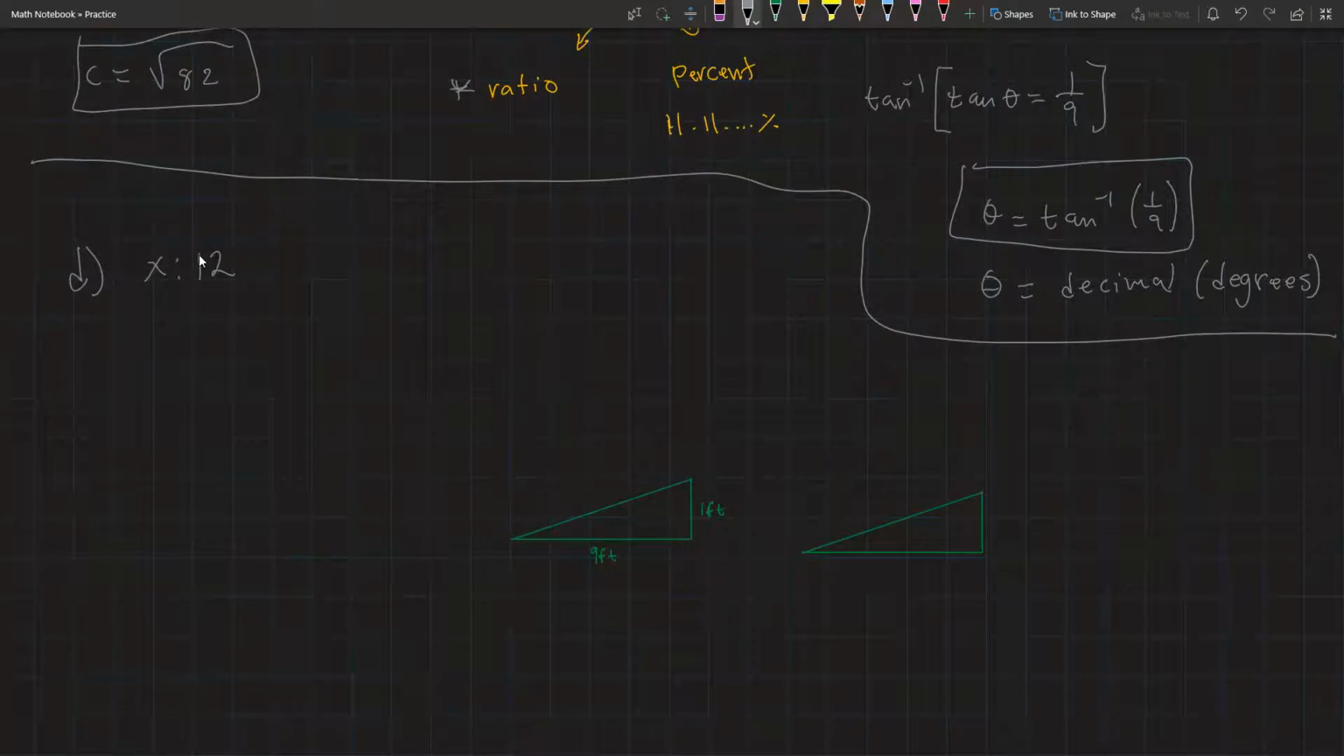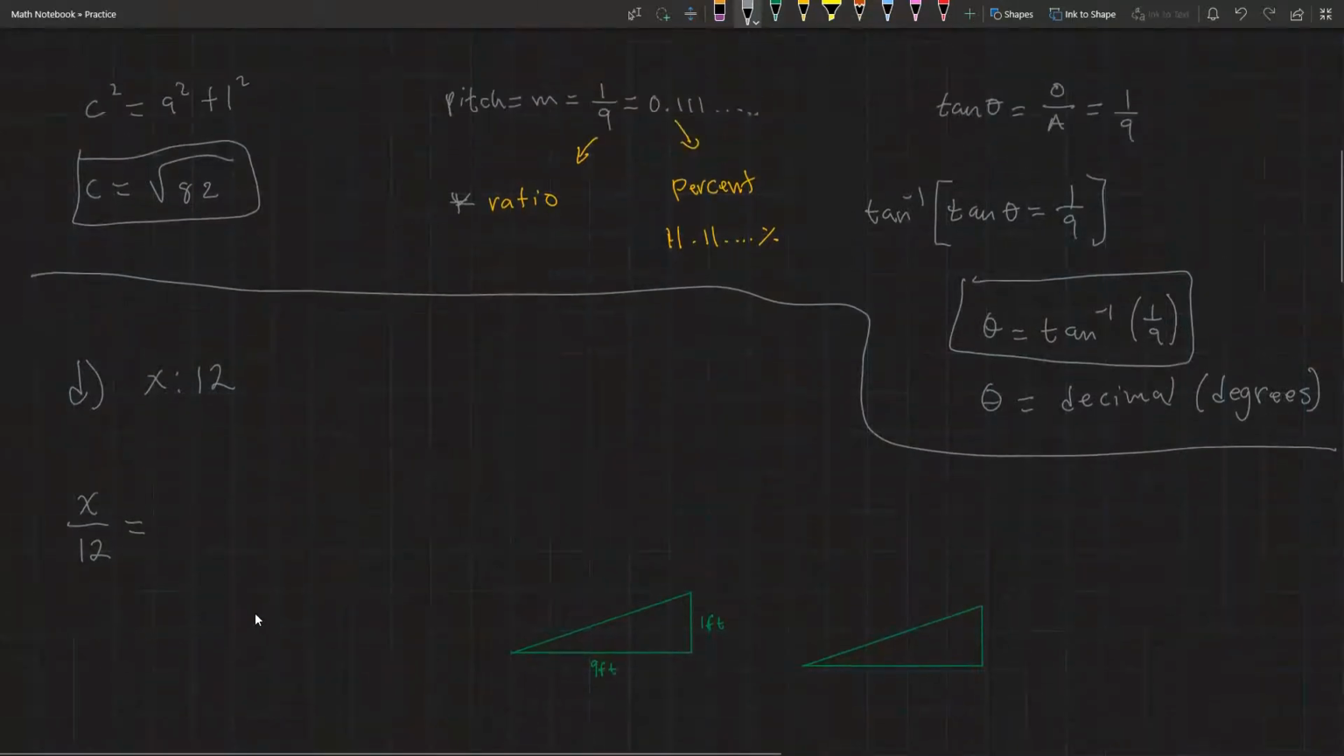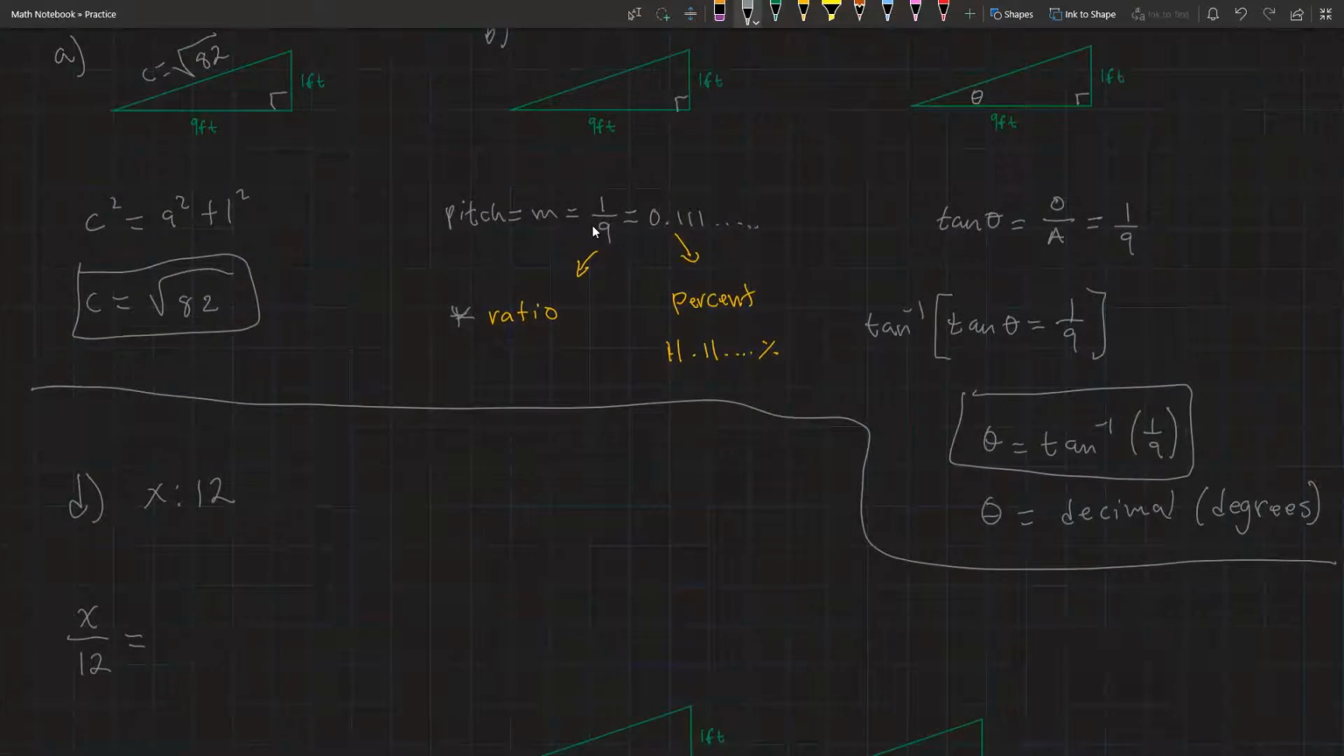All right, and the main thing about ratio, when you see this notation x colon 12, all that means is you can write that as a fraction, x/12. All right, and we want to make this equal to our other ratio. Our other ratio, what was it before? It was 1/9, but they're going to be the same now.